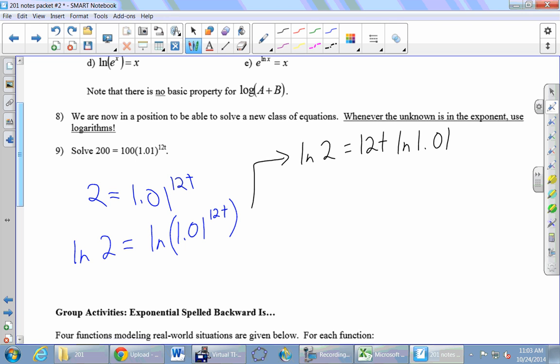All right, and then the goal is to solve for t, so we're ready to do that in one shot right now. You can get rid of the 12 and the ln of 1.01 by dividing both sides simultaneously by 12 ln of 1.01. Right? No need to do it in pieces. Let's just get rid of both.